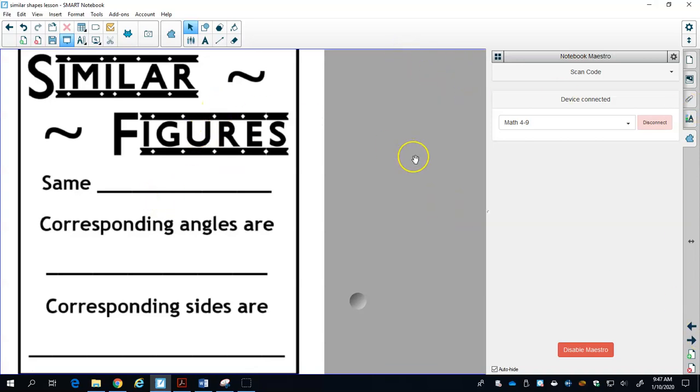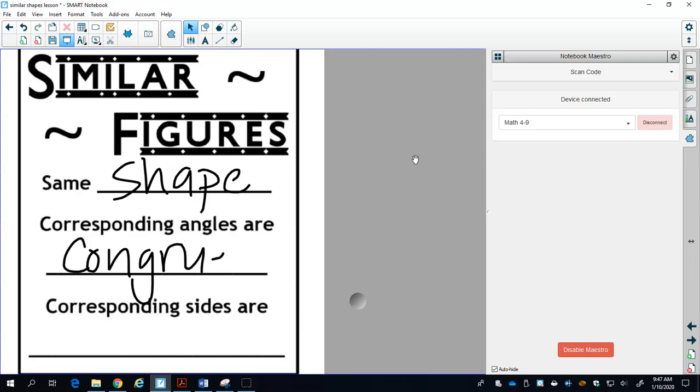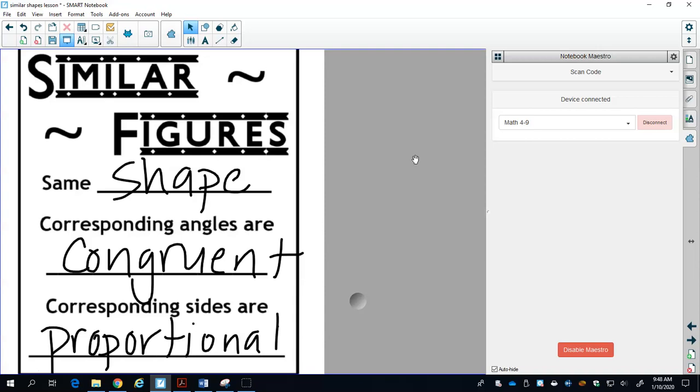And it says similar figures. And similar figures have the same shape. And for similar figures, corresponding angles are the same. What word means the same? Not similar, but what? Congruent. Corresponding angles are congruent. And the other thing that's true is that corresponding sides are proportional. So we can write proportions to check to see if the side lengths are proportional.